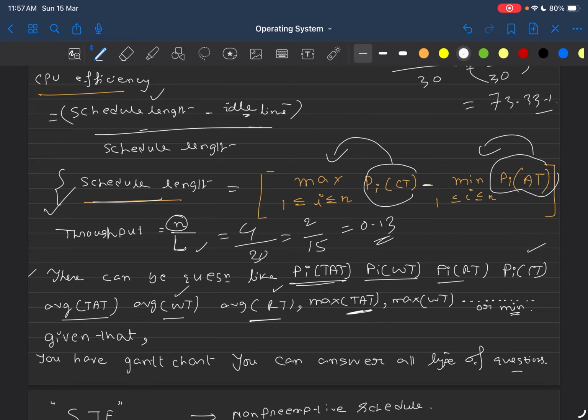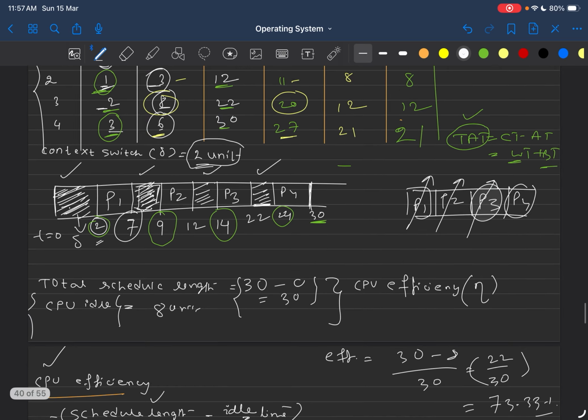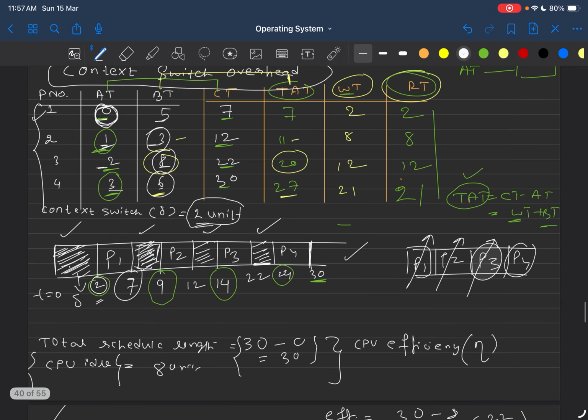What is the maximum turnaround time across all the processes? What is the maximum wait time across all the processes? Such things. If you see, once you prepare the Gantt chart and the table, you can answer all the possible questions.